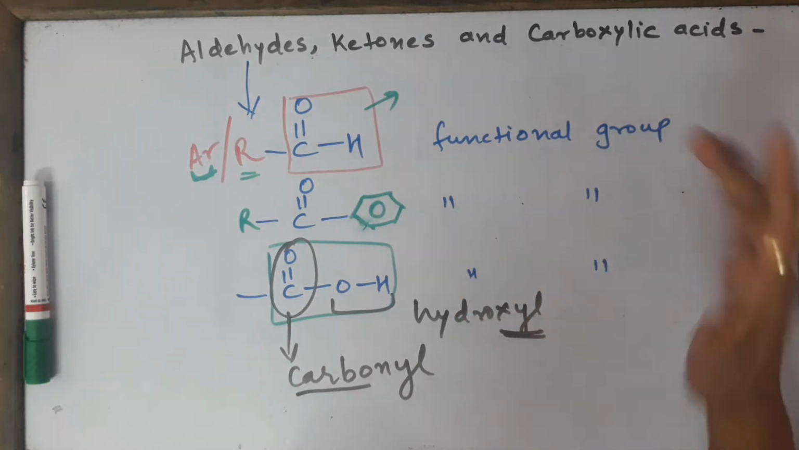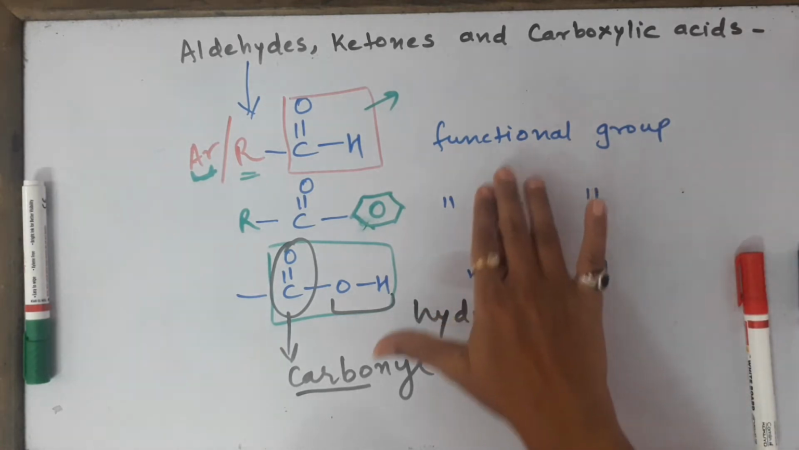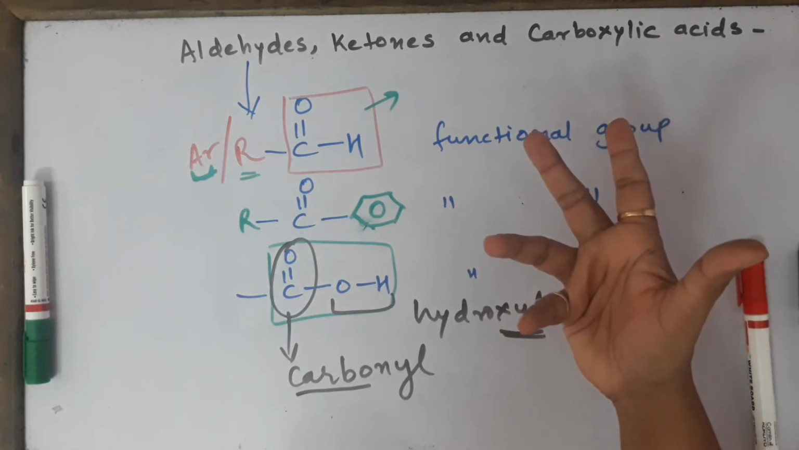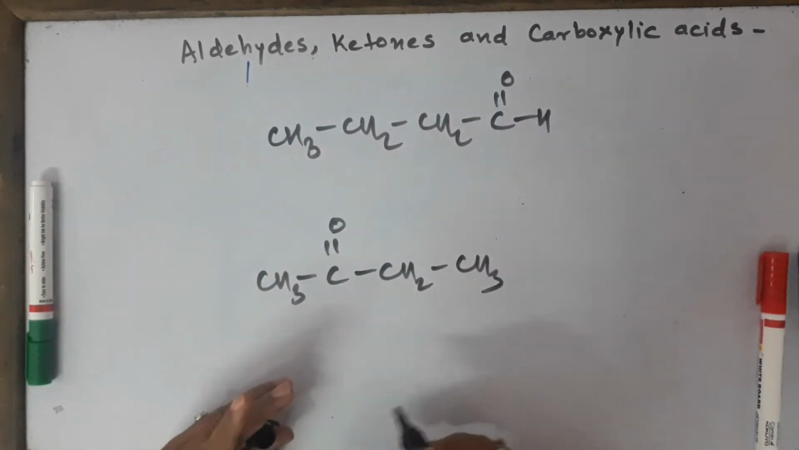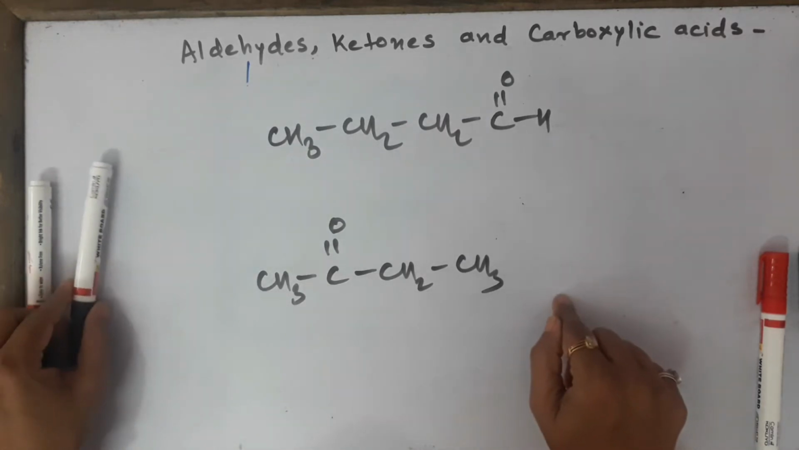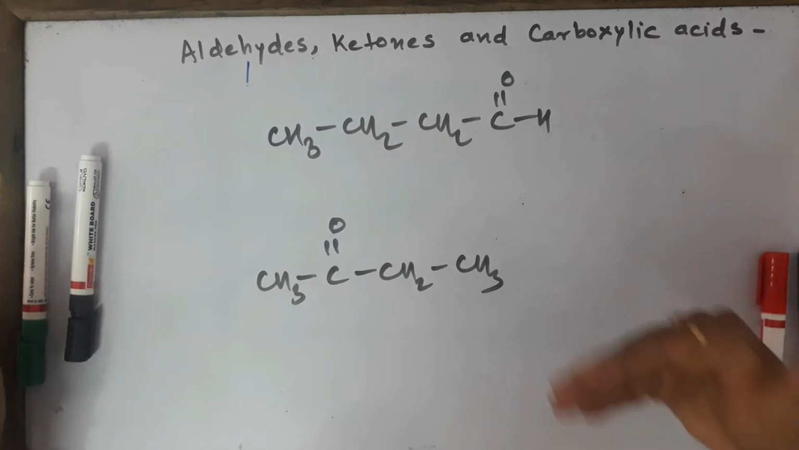We'll be covering all the functional groups one by one. First of all, we'll talk about these two, aldehydes and ketones. What is the relation between aldehydes and ketones? To understand the relationship between aldehydes and ketones, I have taken this example of two compounds where you can see that one of them is an aldehyde and the other one is a ketone.